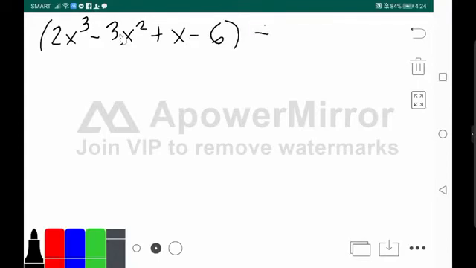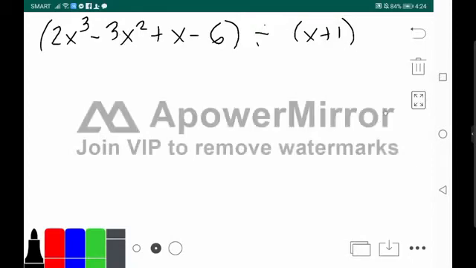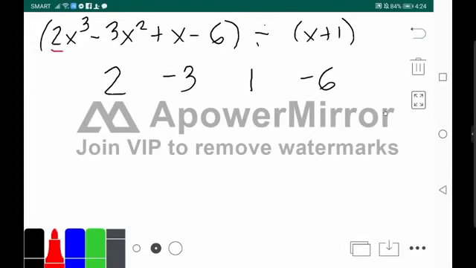I will divide this by x plus 1. Okay, let's have x plus 1 as our divisor. So first thing is you need to get the coefficients. So take note, the coefficients are, the first term, that is 2. The second term, that is -3. For x cubed, it's 2. For x squared, it's -3. For x, that's 1. And for the constant term, we have -6. So the coefficients are 2, -3, 1, and -6.